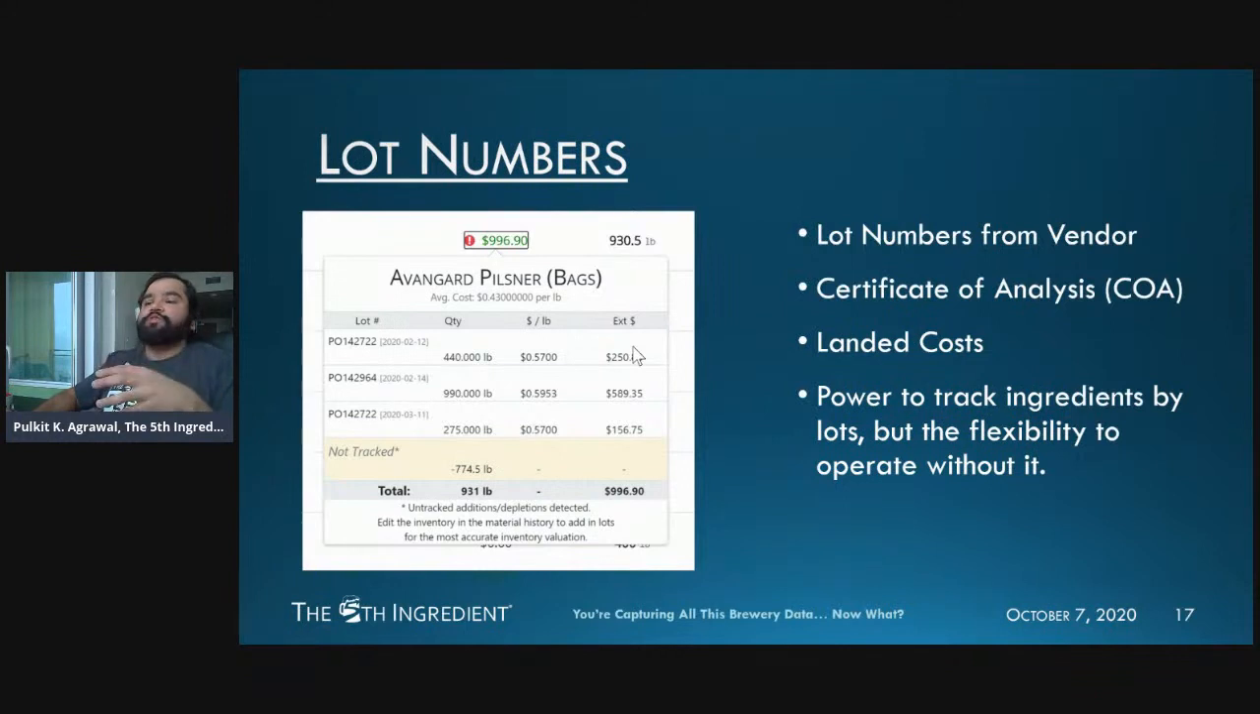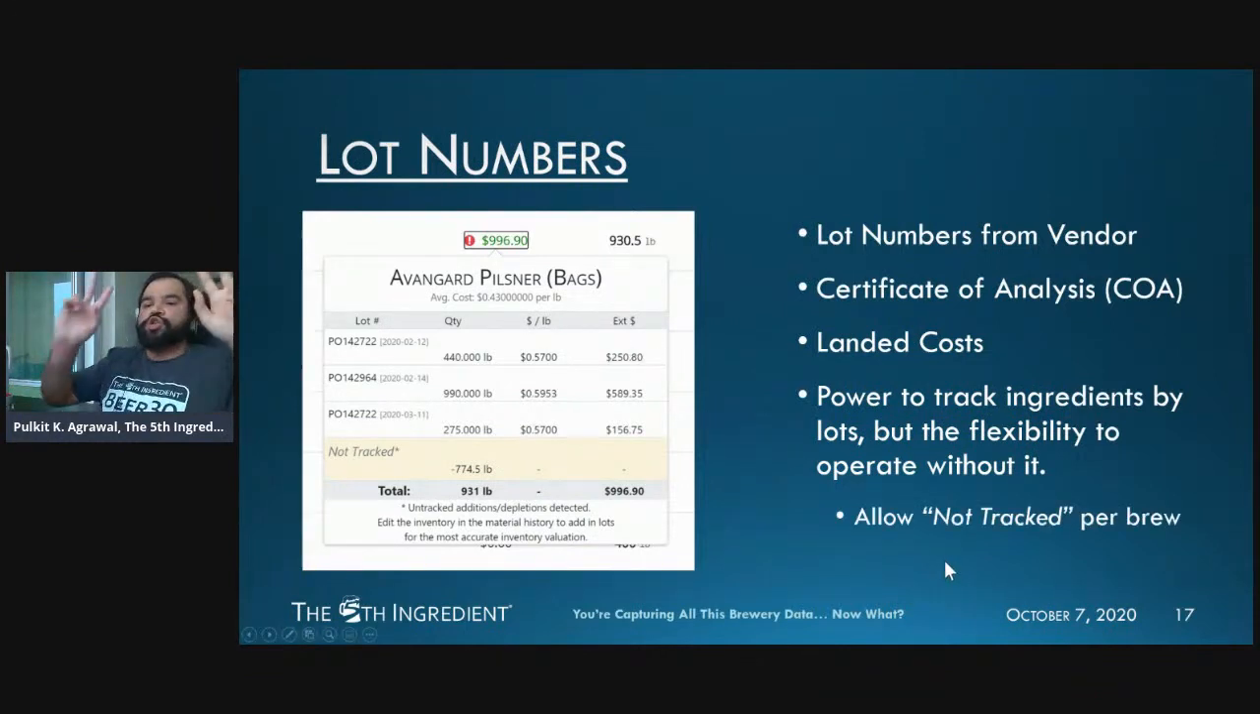And so this is a unique feature that we really believe in at Beer 30, which is to allow this not tracked bucket per brew. And so what you can see here is that with this not tracked aspect, I can actually keep brewing. And in this case, it's telling me that there's about 774 pounds worth of grain which hasn't been allocated to a lot during the brew day.